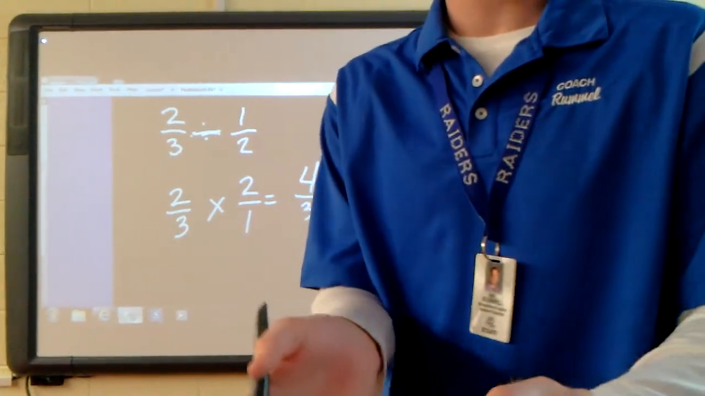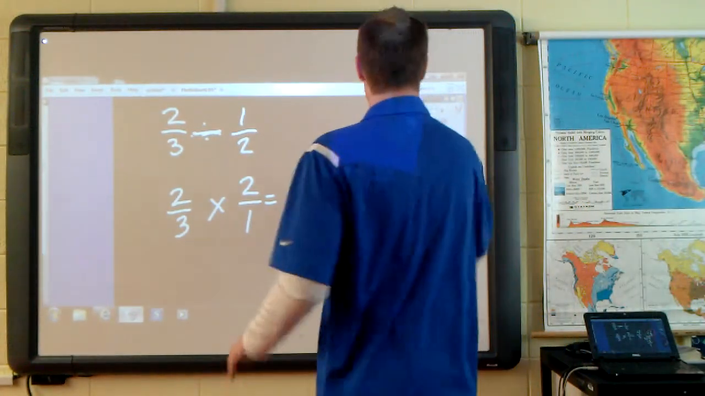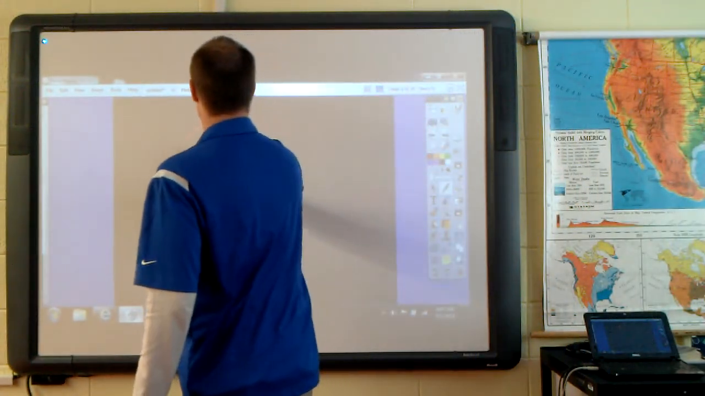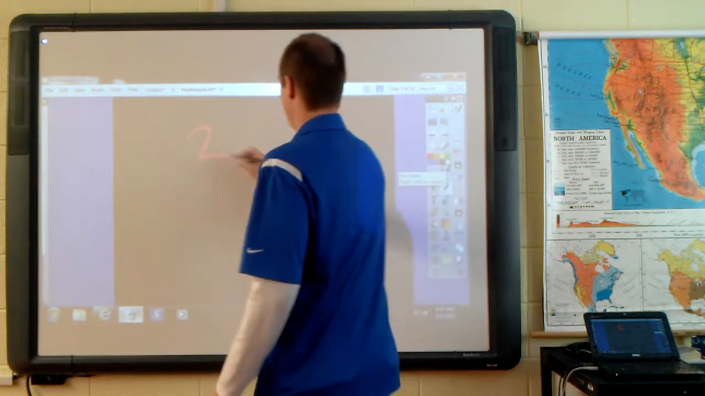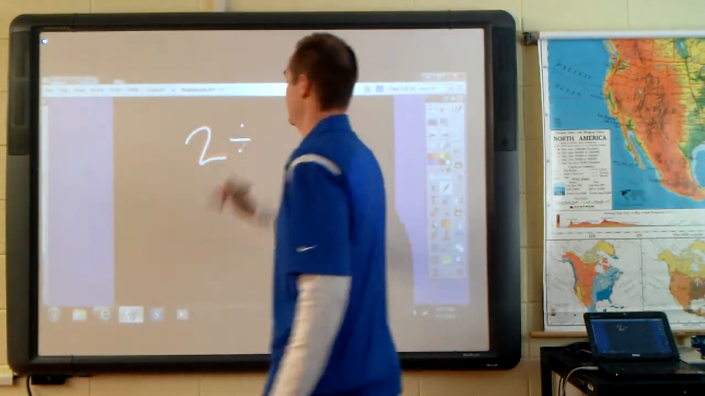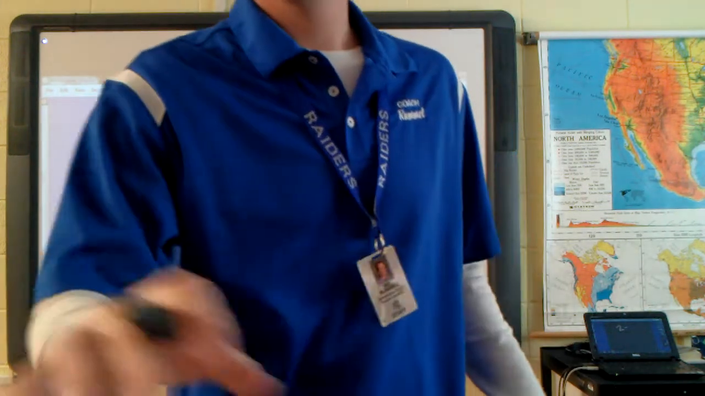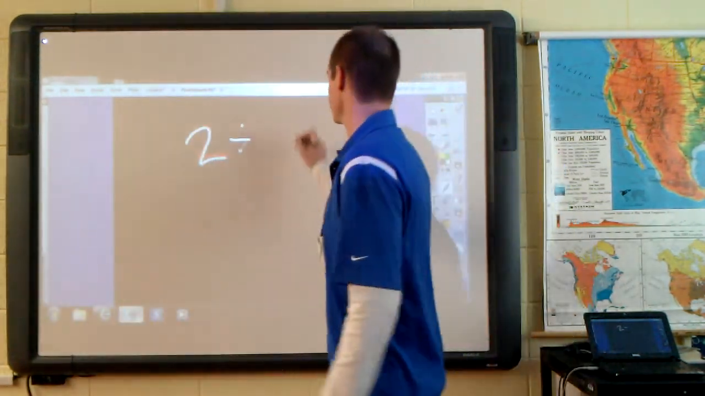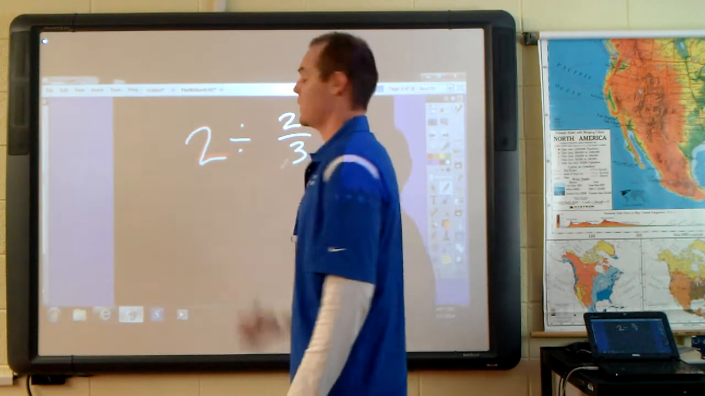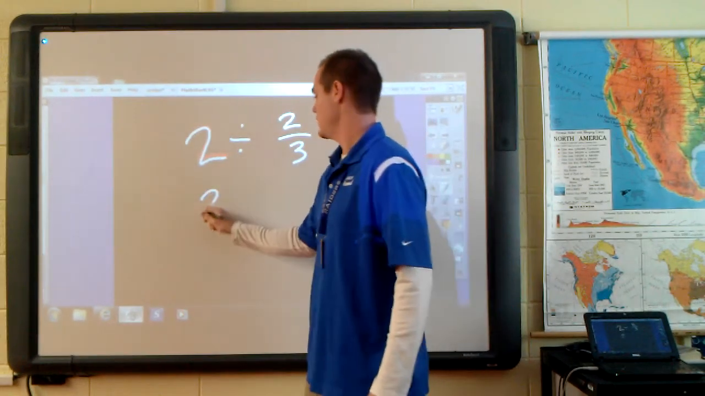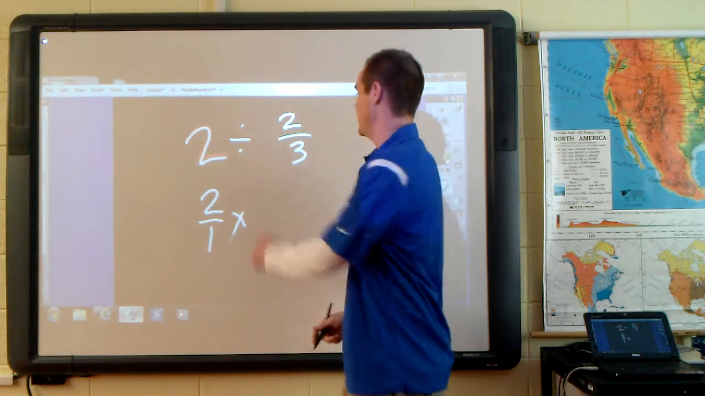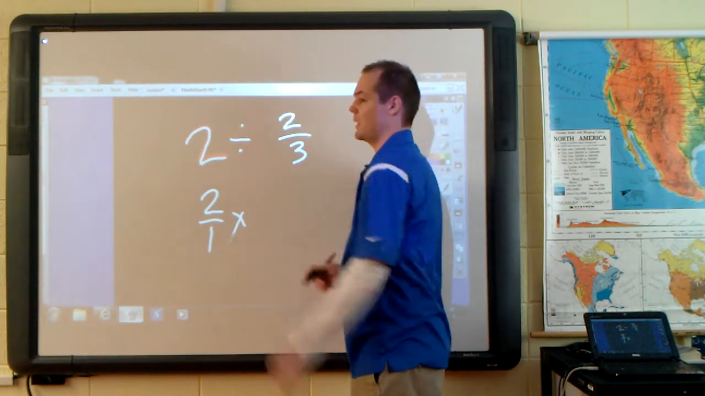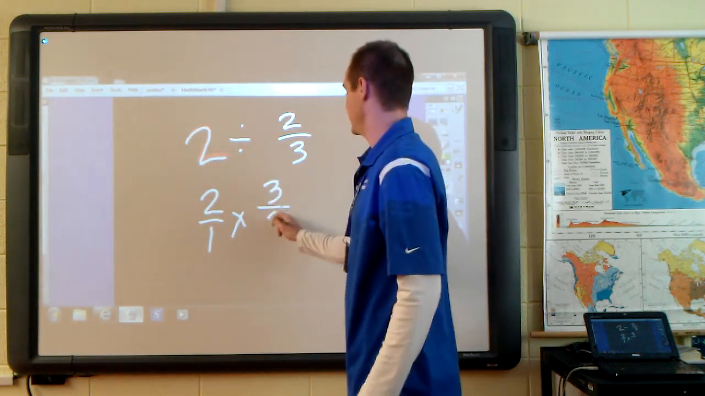Okay, the next problem says divide 2 divided by 2/3. Alright, if we want to use 2 as a fraction, we put it over a 1. We switch the division to multiplication, and we use the reciprocal, or we invert the second fraction.